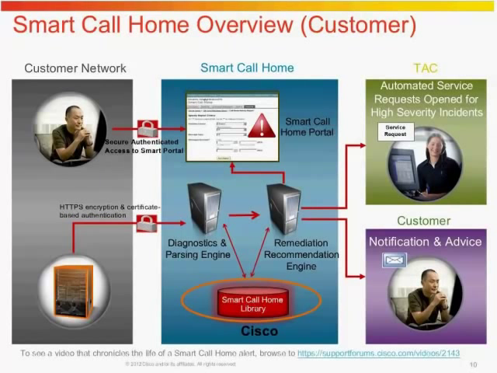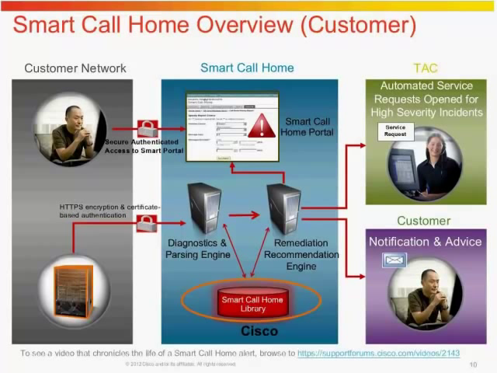Where backend systems parse and analyze all of the data using rules stored in the Smart Call Home library to provide a description of the error, the impact of the error, and remediation steps for the error. The customer is then notified by email that a message has been received. And for the most critical errors, Smart Call Home will automatically raise a service request with the TAC.